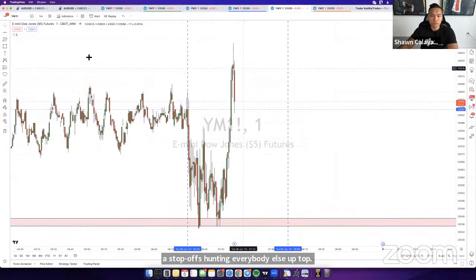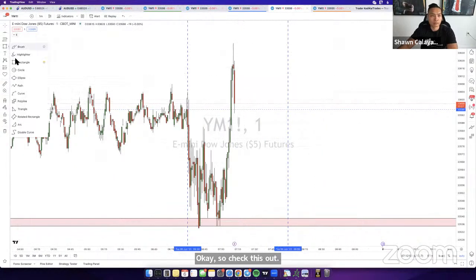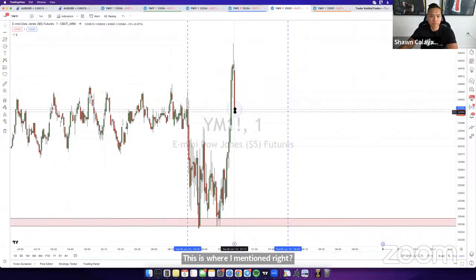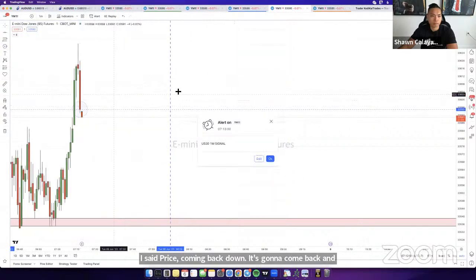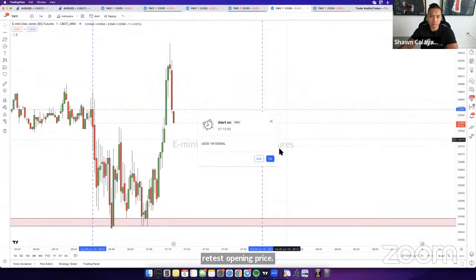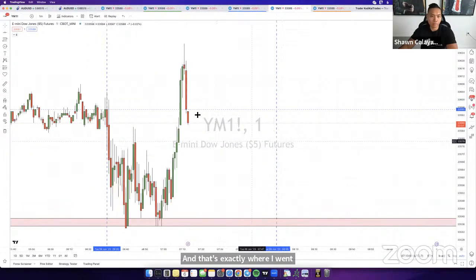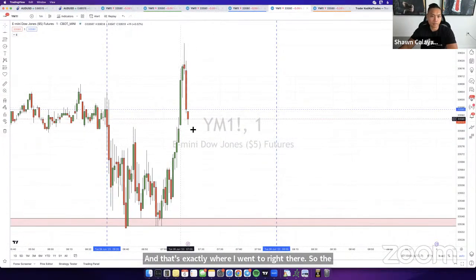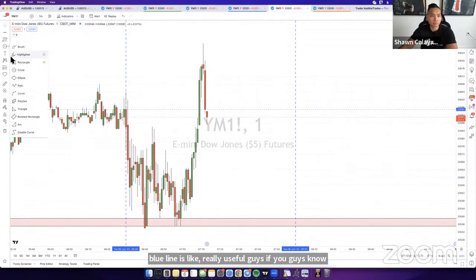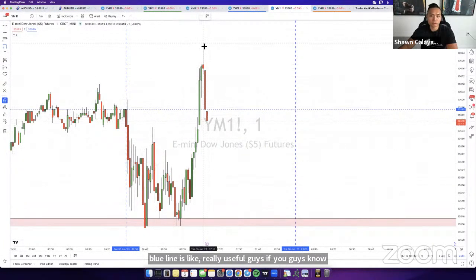Okay, so check this out. Look where price came down to. This is where I mentioned, right? I said if price comes back down, it's going to come back and retest opening price. And that's exactly where it went to, right there. So the blue line is really useful, guys. If you know how to use the opening price as a marker, it could be a really strong tool.